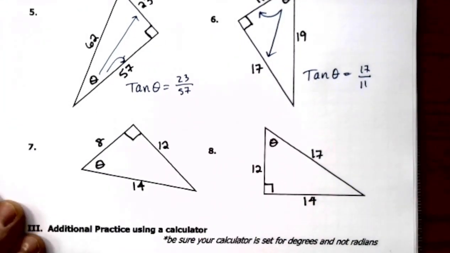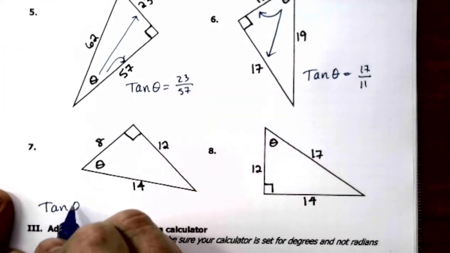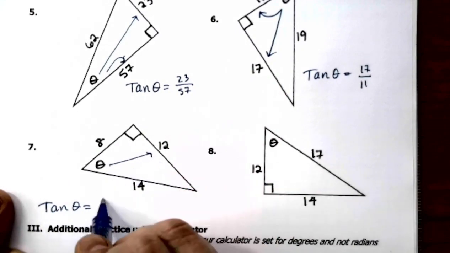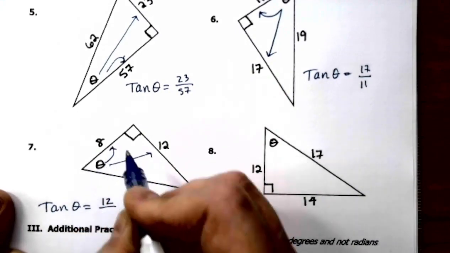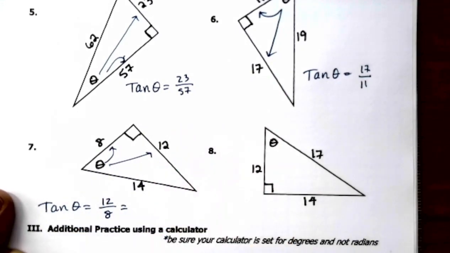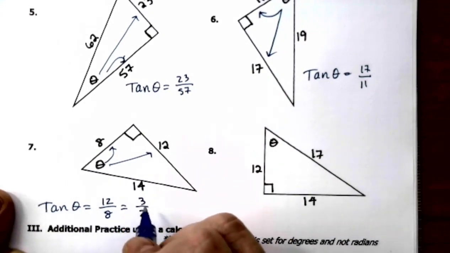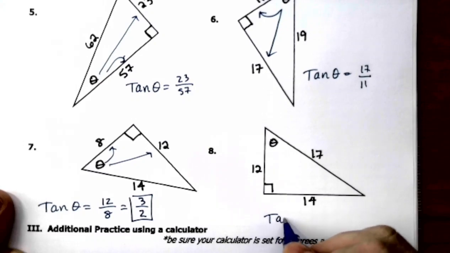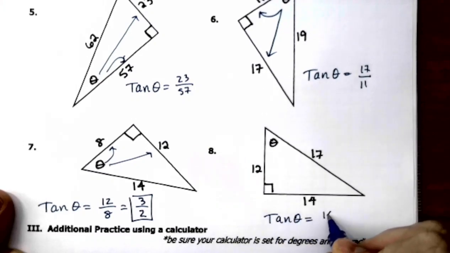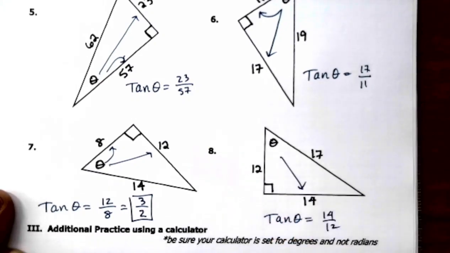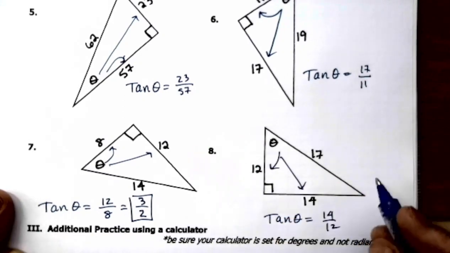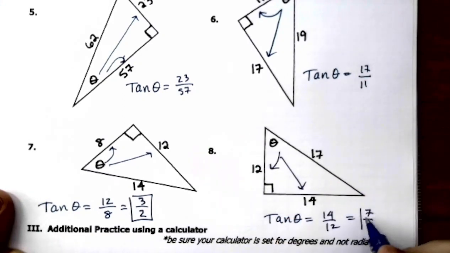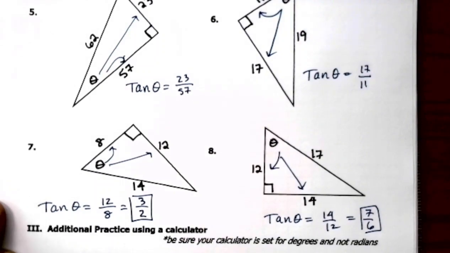Okay, on number 7, something interesting happens. Tangent of theta equals opposite, which is 12, over adjacent, which is 8. Now, 12 and 8 reduce, so we need to reduce the fractions, and they reduce to 3/2. So your answer would be 3/2, not 12/8. Same thing happens on number 8. Tangent of theta equals 14 over 12. The opposite is 14, adjacent is 12, and that reduces to 7 over 6. So always reduce your ratios.